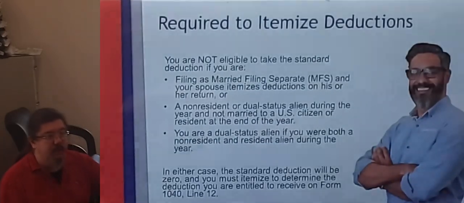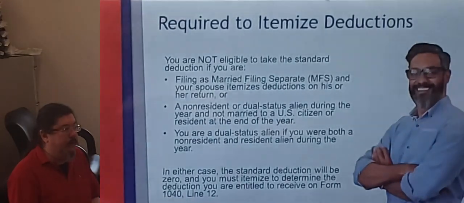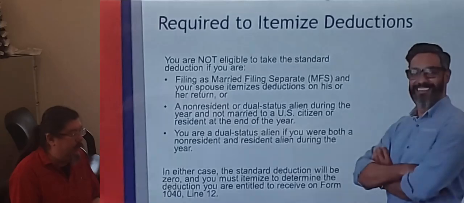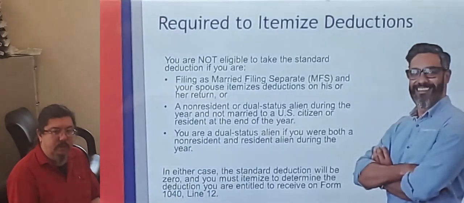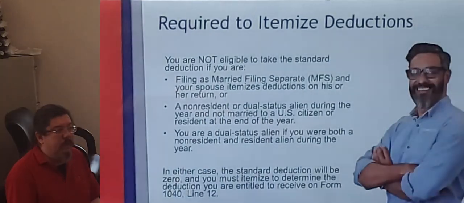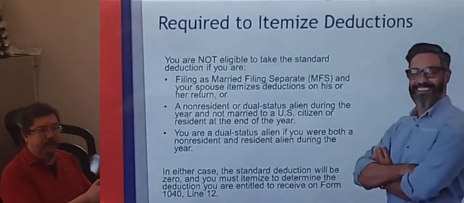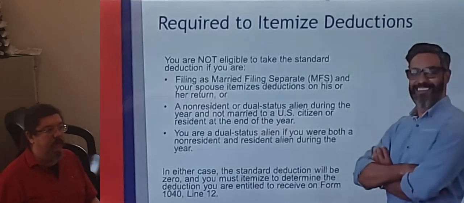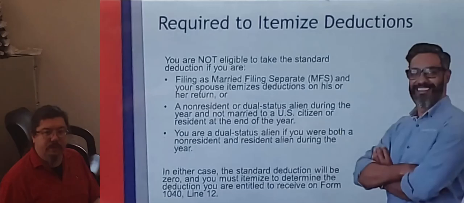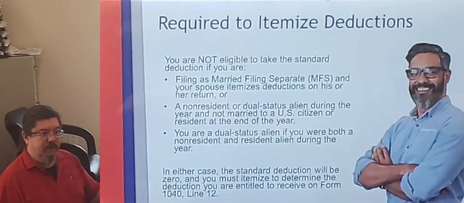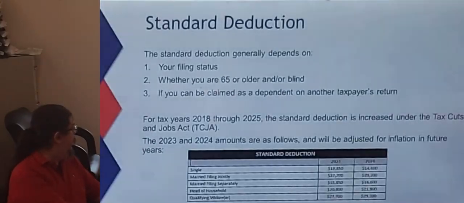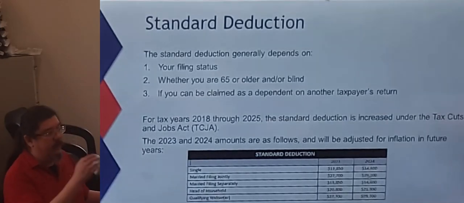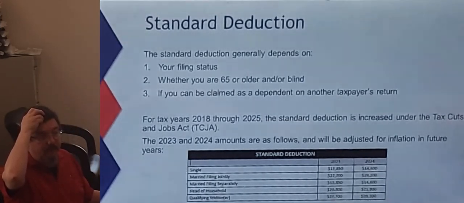There are a couple of situations where you are not allowed to take the standard deduction. The first one is if you are married filing separate filing status and your spouse itemizes deductions, then you may not take a standard deduction. This is to avoid splitting up, like giving one person all the deductions and letting the other person take the standard deduction. So maybe your mortgage interest is $25,000 and that's your deduction too. If you file jointly, you would prefer to take the standard deduction of $29,200 if we're doing a 2024 return.